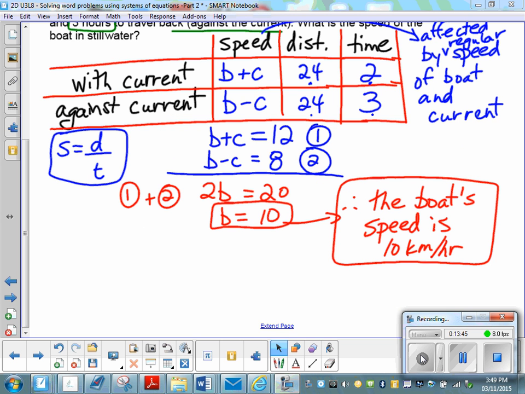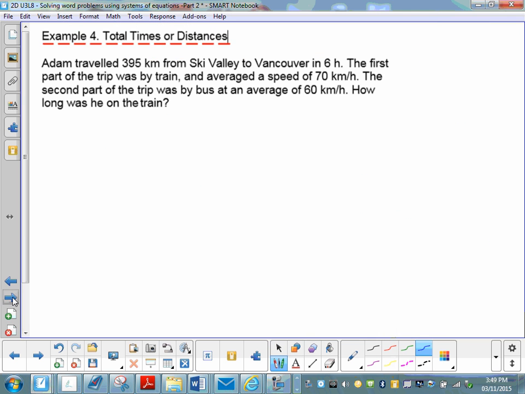All right, so we find the value of B. We talked about up above in the table that B represents the regular speed of the boat, or the speed of the boat in still water. And if you look at the end of the question up above, it says, what is the speed of the boat in still water? So that's all we had to find was the value of B, so we don't have to substitute it in to find out what C is equal to. Okay, one last example here.